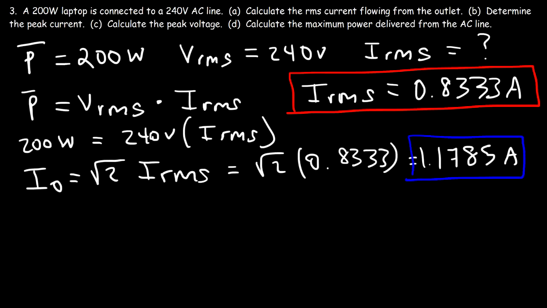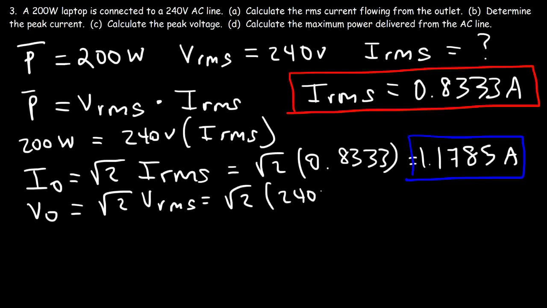Now part C, calculate the peak voltage. The peak voltage is going to be the square root of 2 times VRMS. So that's the square root of 2 times 240 volts. And so that's going to be 339.4 volts.